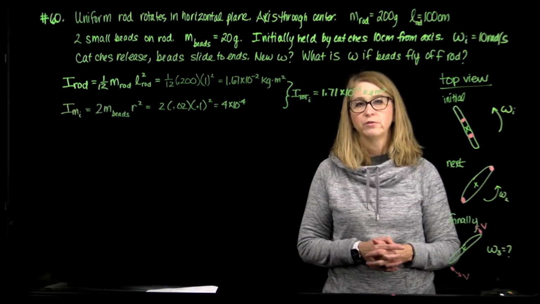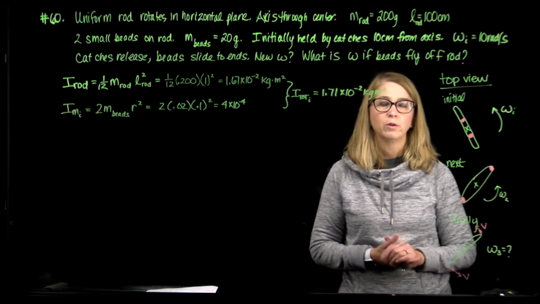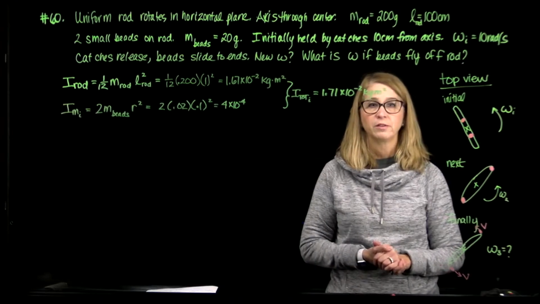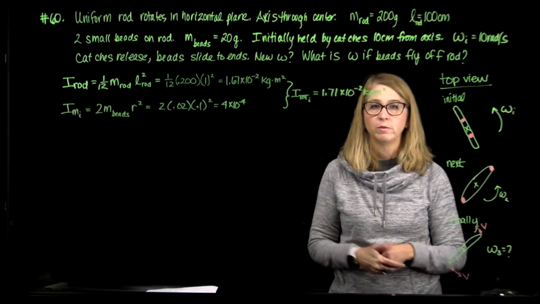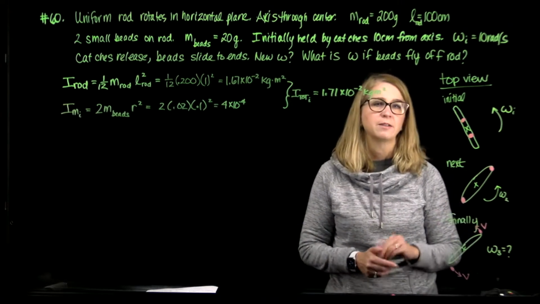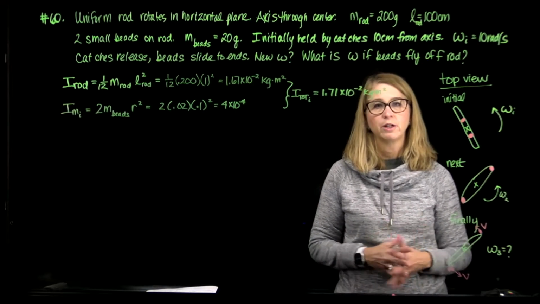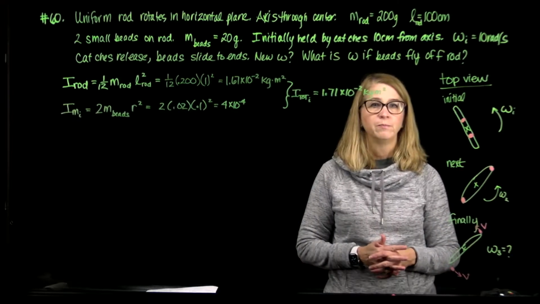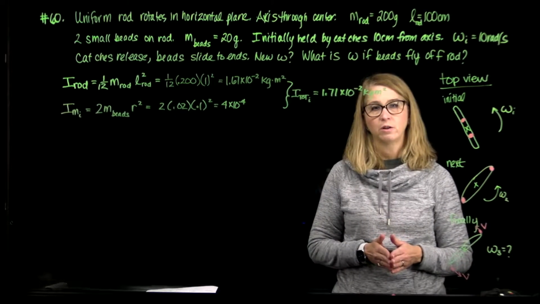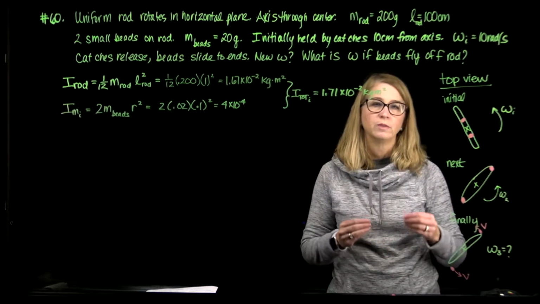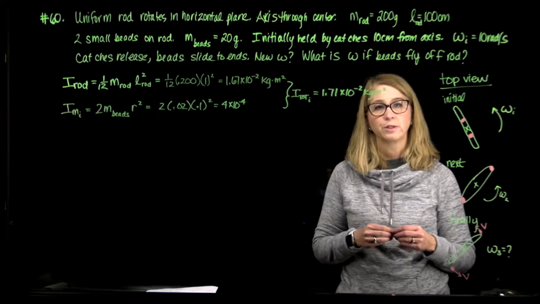So for today's video, I wanted to do an example of conservation of angular momentum. This is a problem from the back of your chapter, but it has an interesting result that I want you to think about. So the scenario is that we have a uniform rod that is rotating in a horizontal plane, about an axis through its center.